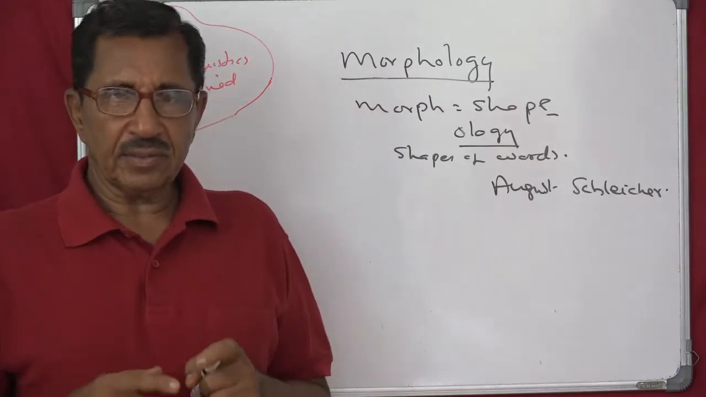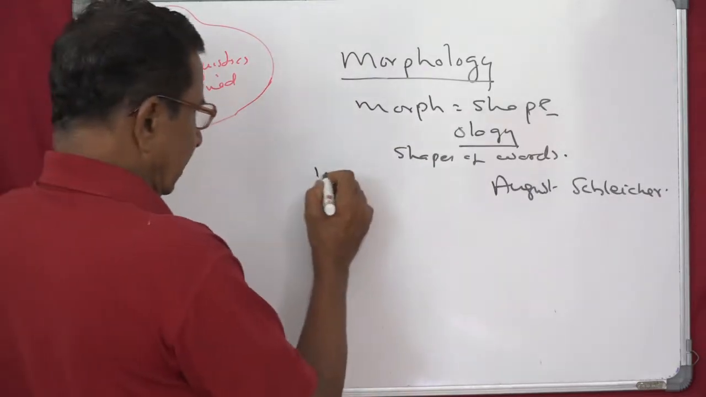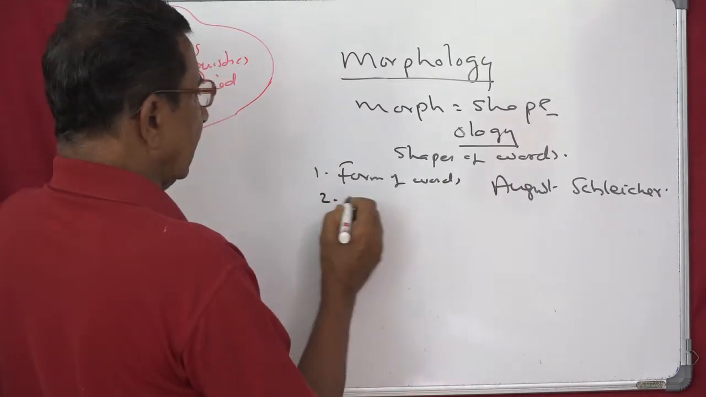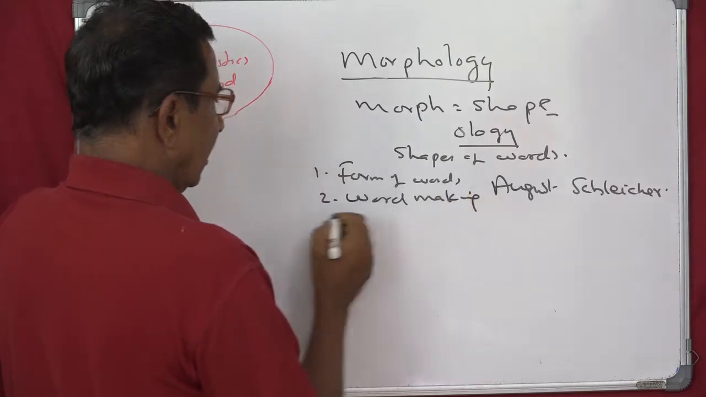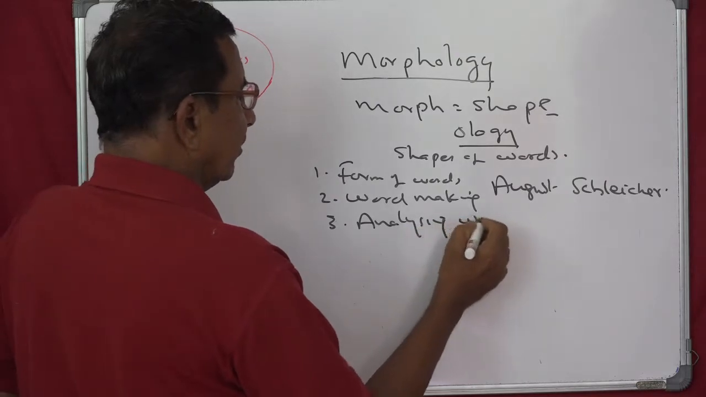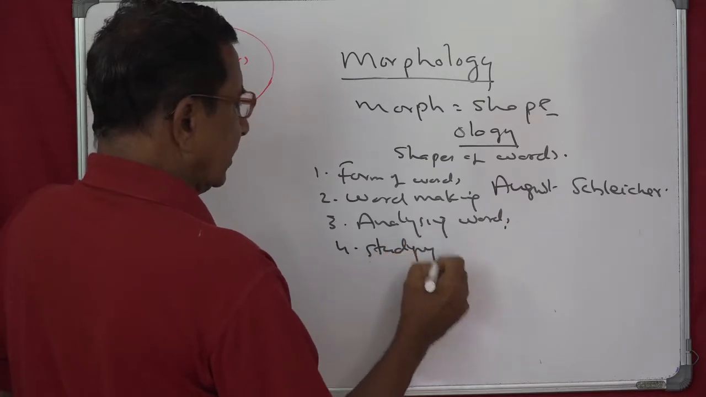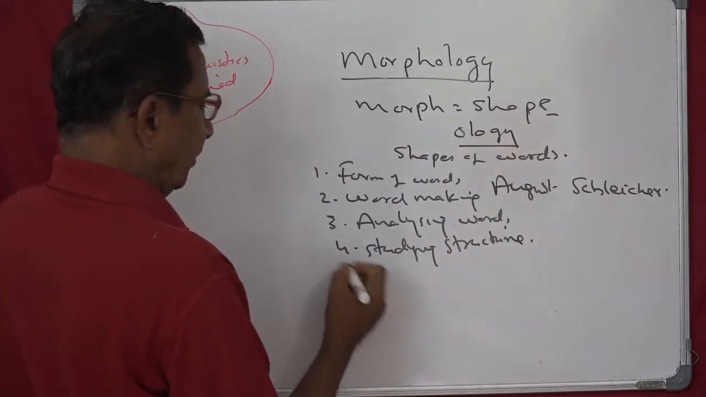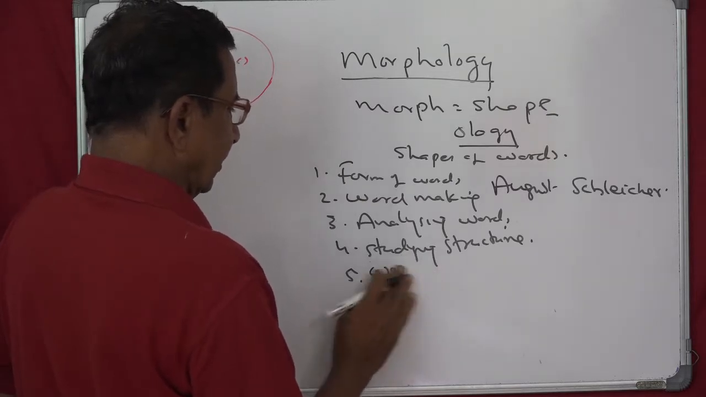Now, in English, what happens? In linguistics, what happens? In morphology, we study the forms of words. Secondly, word making, how to make words. And thirdly, analyzing words. And fourth, studying the internal structure of words. And fifth, you can see how words change. Changing words.